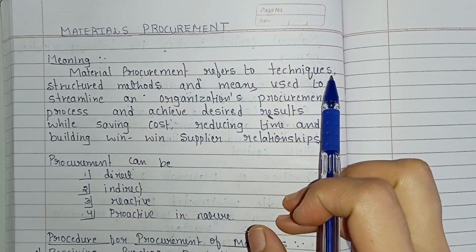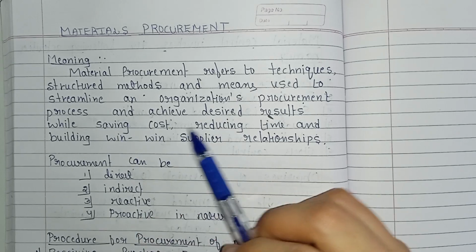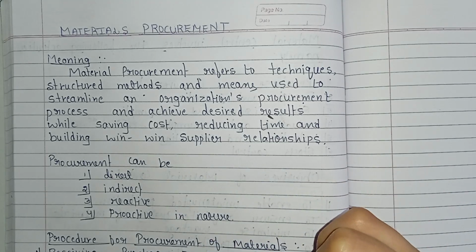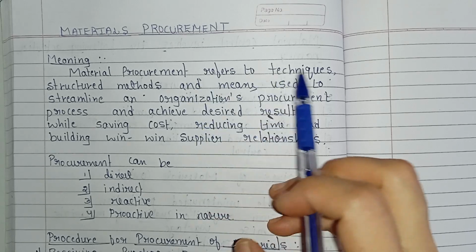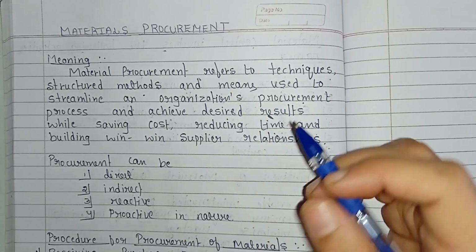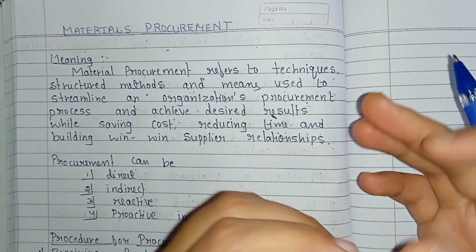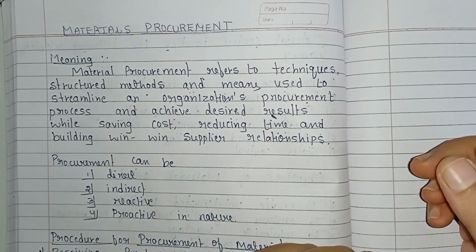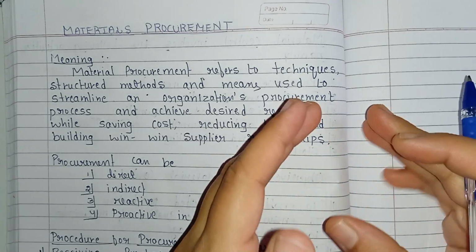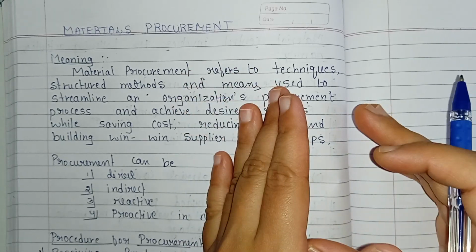Material procurement refers to techniques, structured methods and means used to streamline an organization's procurement process and achieve desired results while saving cost, reducing time and building win-win supplier relationships. It means using specific techniques and structured methods to manage how an organization buys the materials it needs. The goal is to make this process efficient and effective.